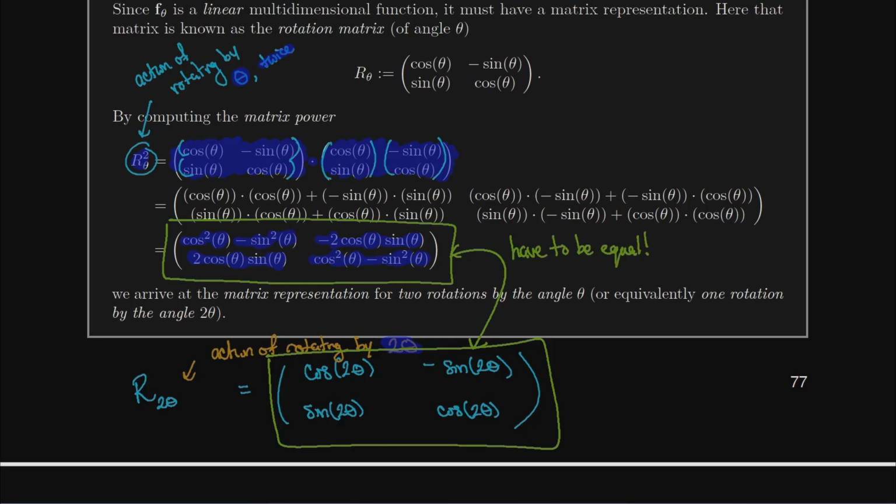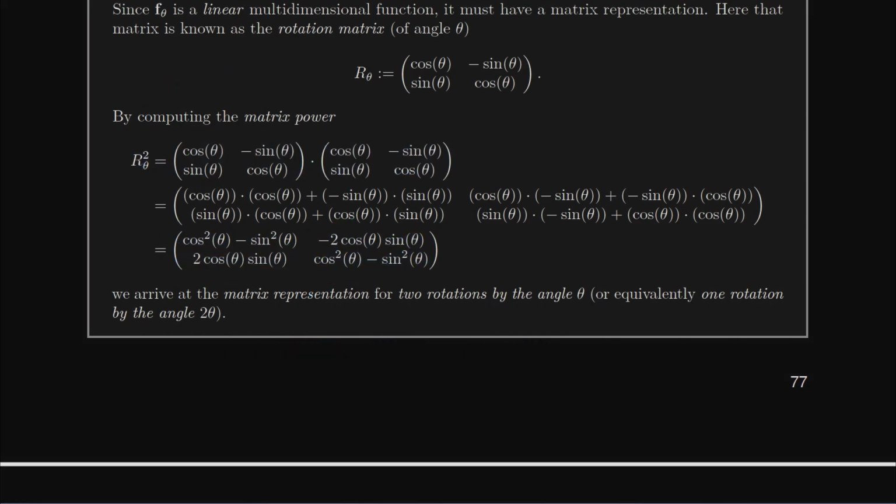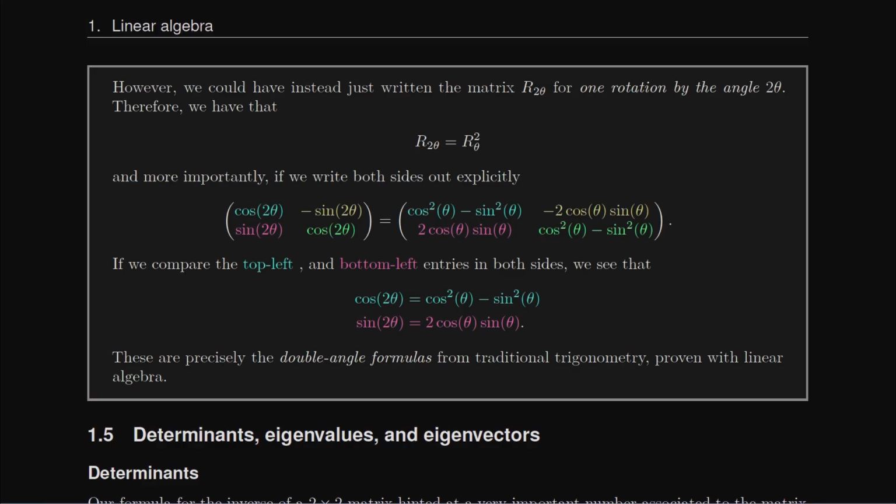Well, that's only going to be the case if their entries are equal. What is the top left entry? It's cosine squared theta minus sine squared theta, but the top left entry is cosine of 2 theta. And so we find out that those two terms are equal. Or we could look at the bottom left entry, 2 cosine theta sine theta and sine 2 theta. Those two entries have to be equal. And those are exactly the double angle formulas from trigonometry.